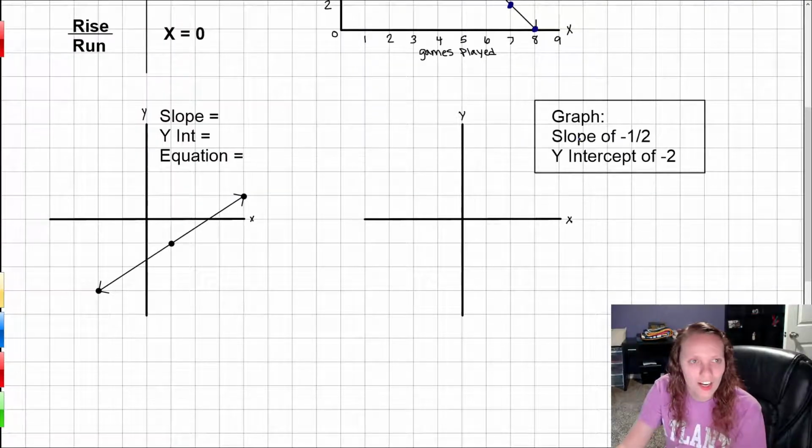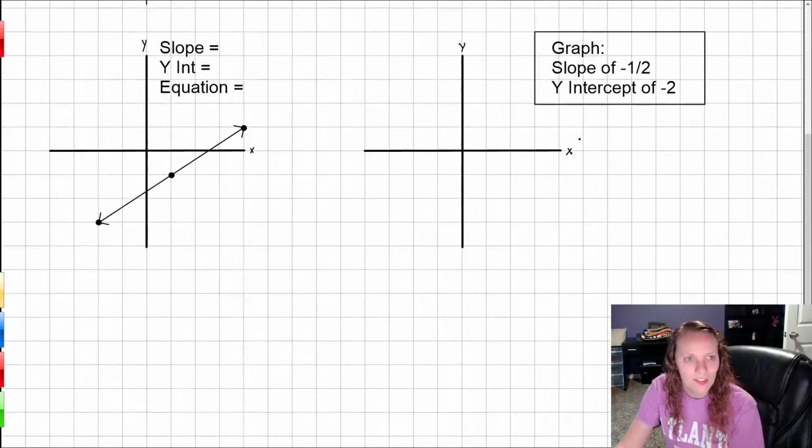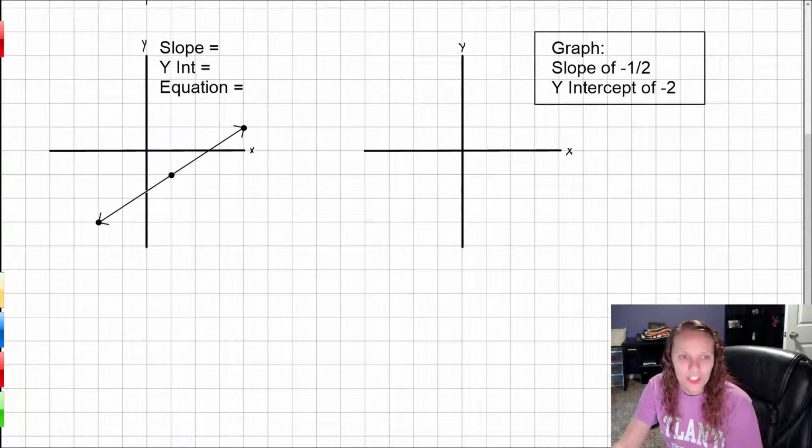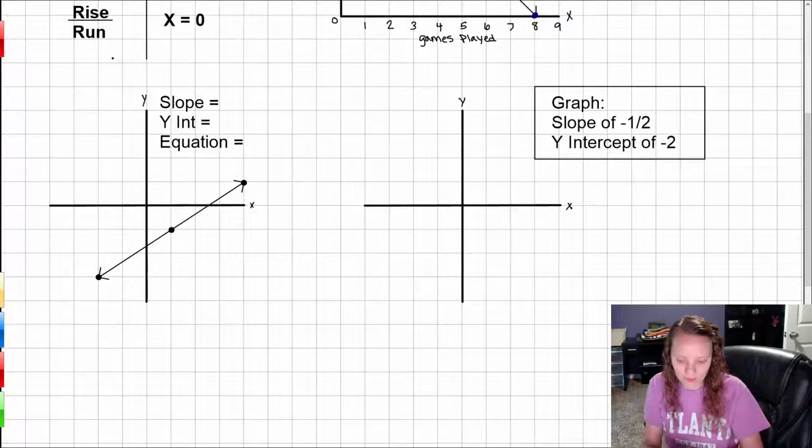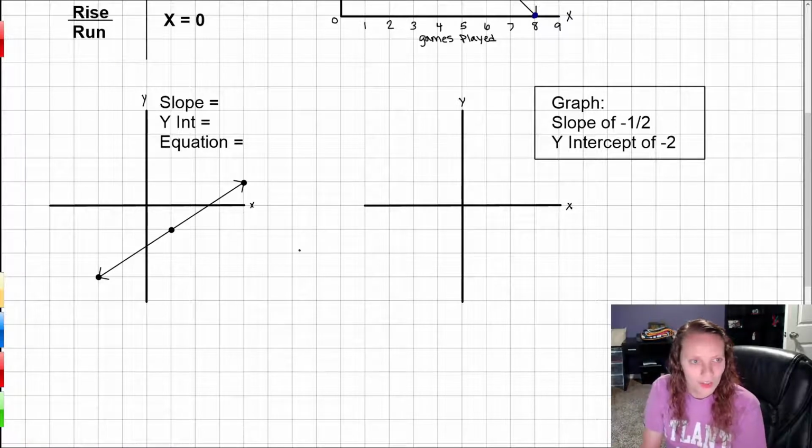Alright, let's try another one. Now on this one, we're going to try to figure out what's the slope, what's the y-intercept, and then create an equation for it. Now on this one, we're going to use rise over run to help us. Rise over run, you need to find 2 points on a graph. And I'm going to choose this point and this point.